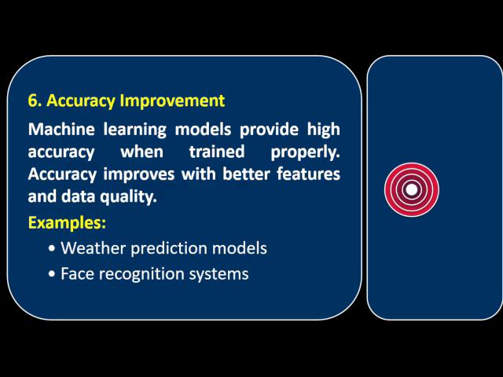Accuracy measures how correctly a system performs predictions. Machine learning models improve accuracy through training, feature engineering, and data quality improvement. For example, weather prediction models use historical climate data to forecast accurately. Face recognition systems identify individuals with high precision due to large training datasets. Thus, better data leads to better accuracy, which leads to reliable decision making.